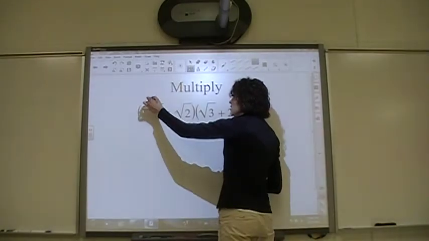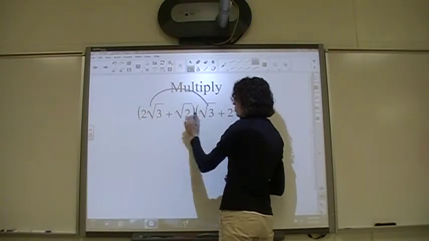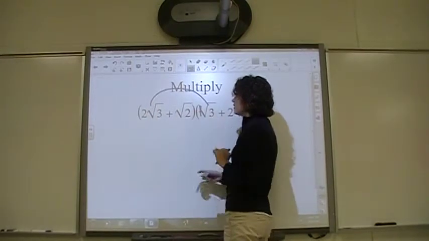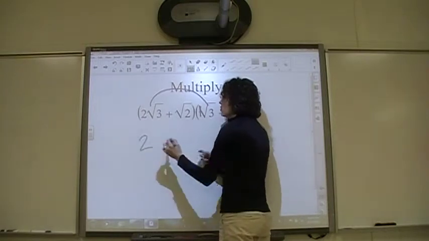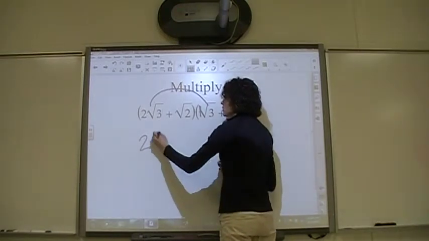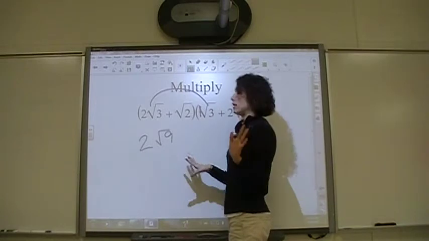So when you take this, multiply here. 2 radical 3 times radical 3. You can put a 1 in front of here. 2 times 1 gives me 2. Radical 3 times radical 3 gives me radical 9. And just leave it for right now.